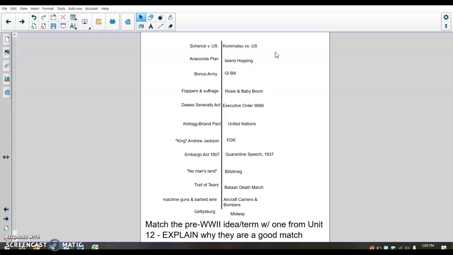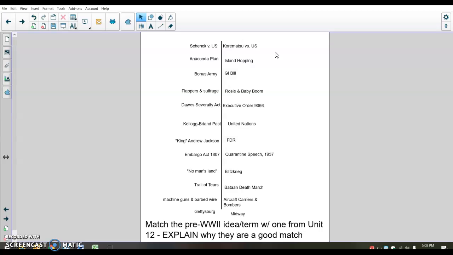Dawes Severalty Act, that was the accommodation of Native Americans on reservations. And Executive Order 9066 was FDR's order to accommodate Japanese Americans in internment camps. Kellogg-Briand Pact was the hopeful, let's not have another war to end all wars. The United Nations was the post-World War II group that was started mostly because we learned our lesson by not joining after World War I in the League of Nations.